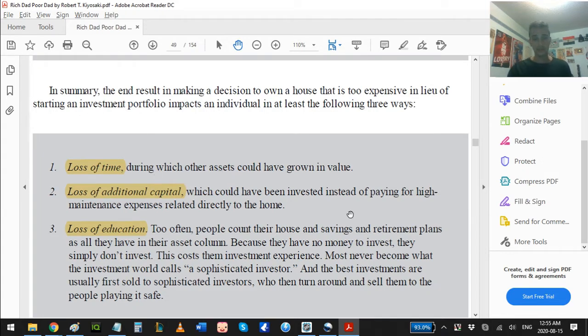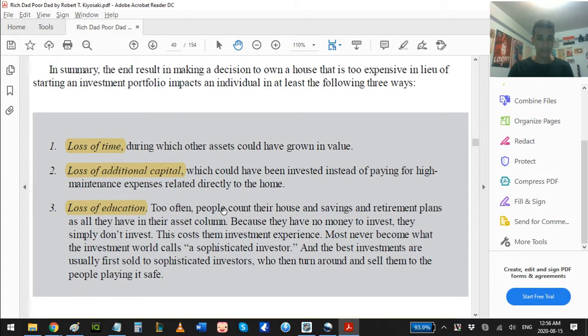And again, in summary, loss of time, where you could have had other assets that have been growing; loss of additional income, so money that you're making from work just to maintain those expenses of the home; and loss of education. When you don't have money to invest, you're also not gaining the experience. And when you're not investing, you don't gain that education that you only learn from experience. And even for me, who's only been doing this for a few months now, the amount of experience that I have personally is invaluable. I wouldn't replace it for anything.